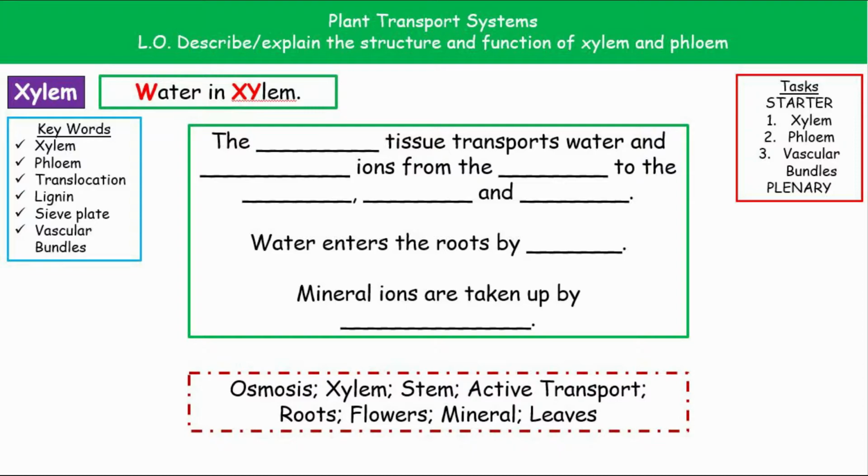So on the screen there, what you've got are three sentences to have a go at finishing off, and the words you need are in the red box at the bottom. And at the top, you can see I've given you a little bit to help you remember what the xylem transports. And the easy thing here is the alphabet, because water is transported in xylem. So we've got W for water and XY in xylem. So WXY, water in xylem. It's a handy way just to remember what it's transporting.